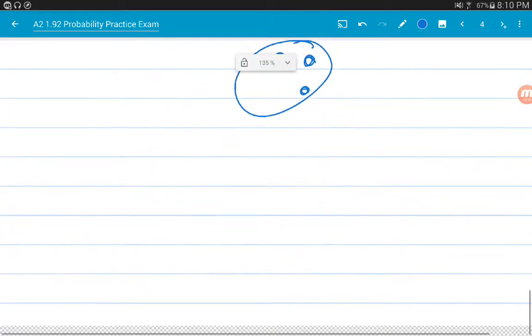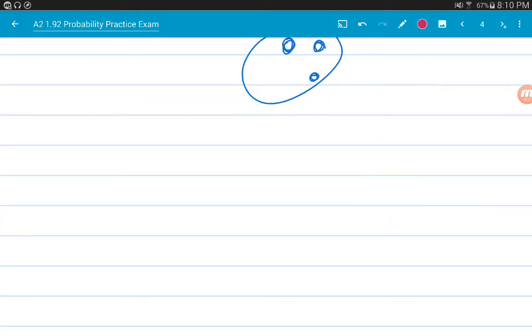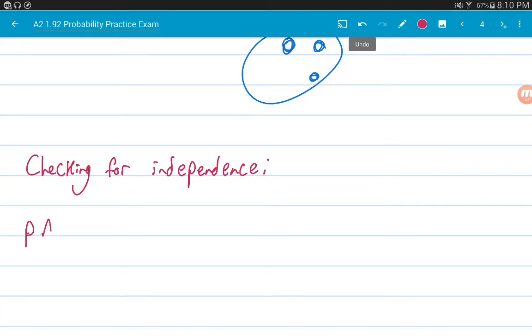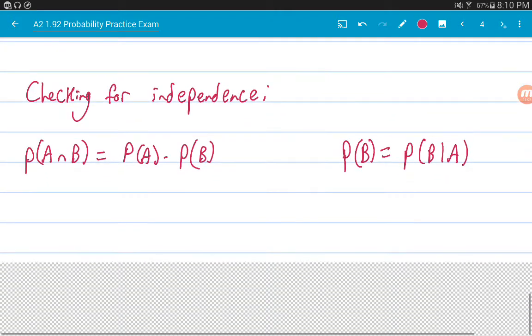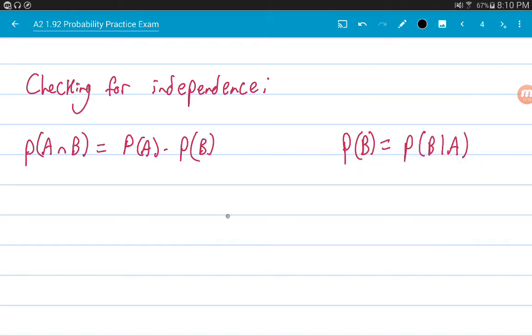Now, how do I check for independence? That'll be it, and then we'll move on to the actual questions. Checking for independence can be done 2 ways. The probability of A and B being equal to the probability of A times the probability of B is one way to check for independence. The other way is if the probability of B is equal to the probability of B given A. If either of those are true, then they're independent.